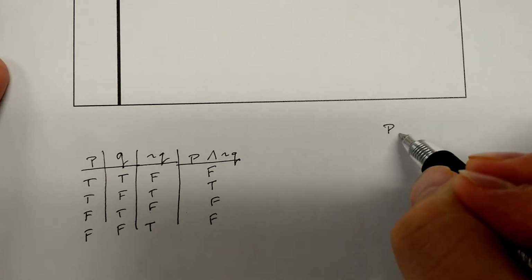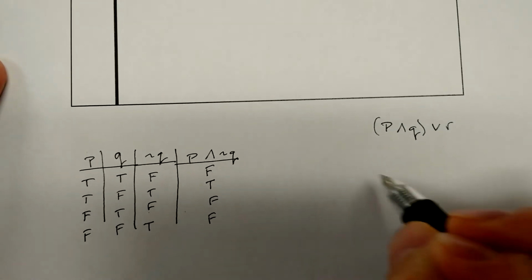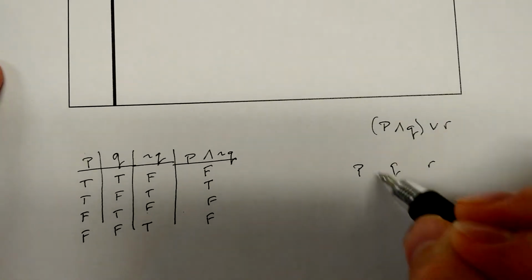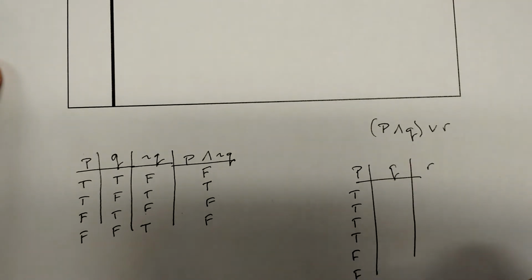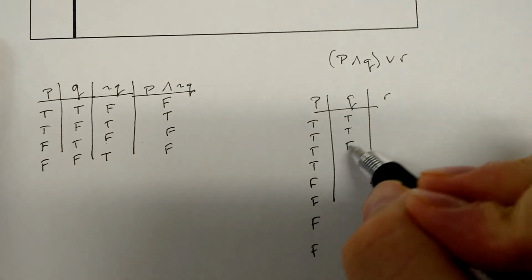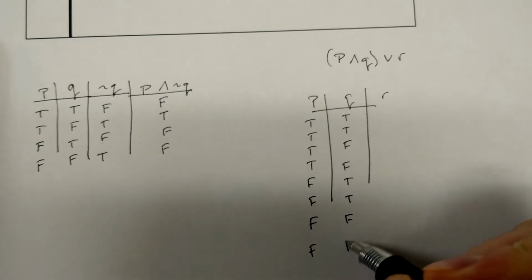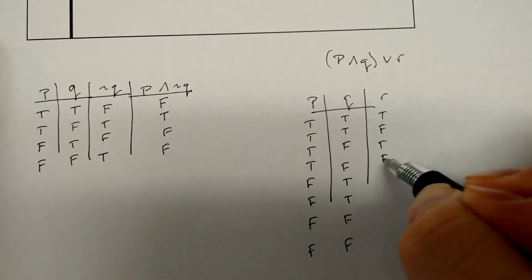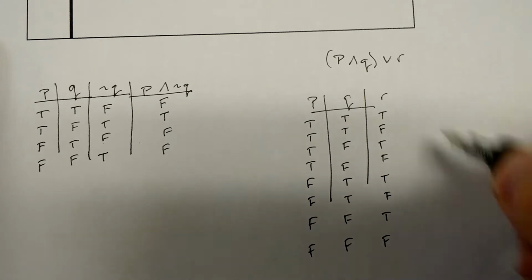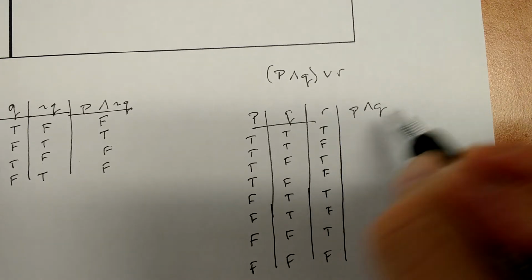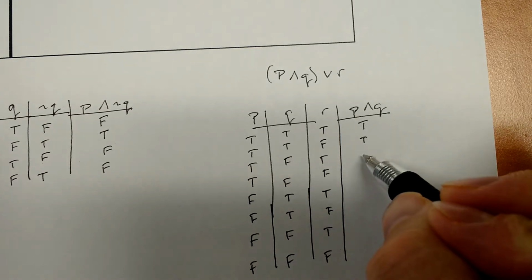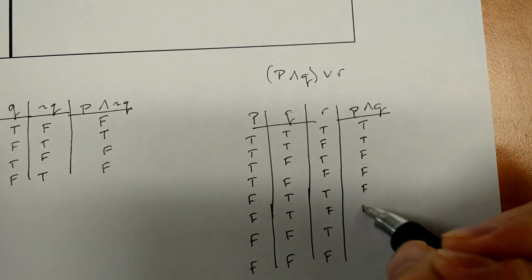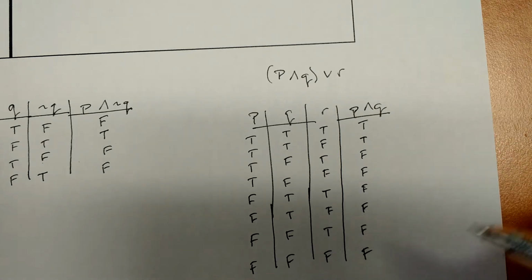So for this one, P and Q or R. A column for P, a column for Q, a column for R. Now this one's going to be 1, 2, 3, 4, 1, 2, 3, 4. Q is going to be doubles. And R is going to alternate every other. You do it this way so that you have all possible combinations covered. I'm going to start with the AND, so P and Q. P and Q is true only if they're both true, which happens in the first and the second, and that is it. Those are the only two trues. All other 6 are false.